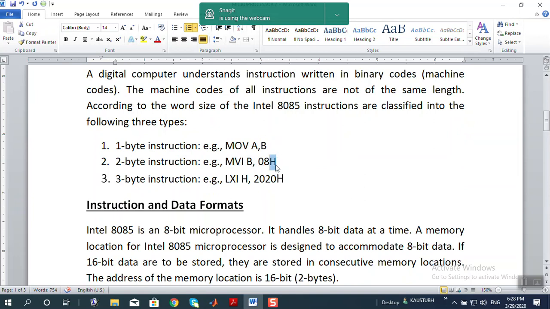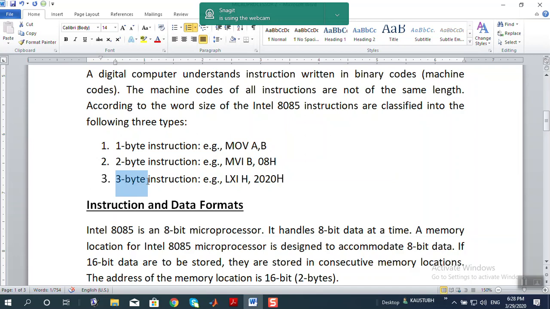So this H stands for hex. These data are in hex. That is why this H is for hex. So 08 hex is your data, which is given along with the instruction. This data is copied immediately to register B. So MVI means move data immediately. Which data? The data given along with the instruction, that is 08, to the register B.